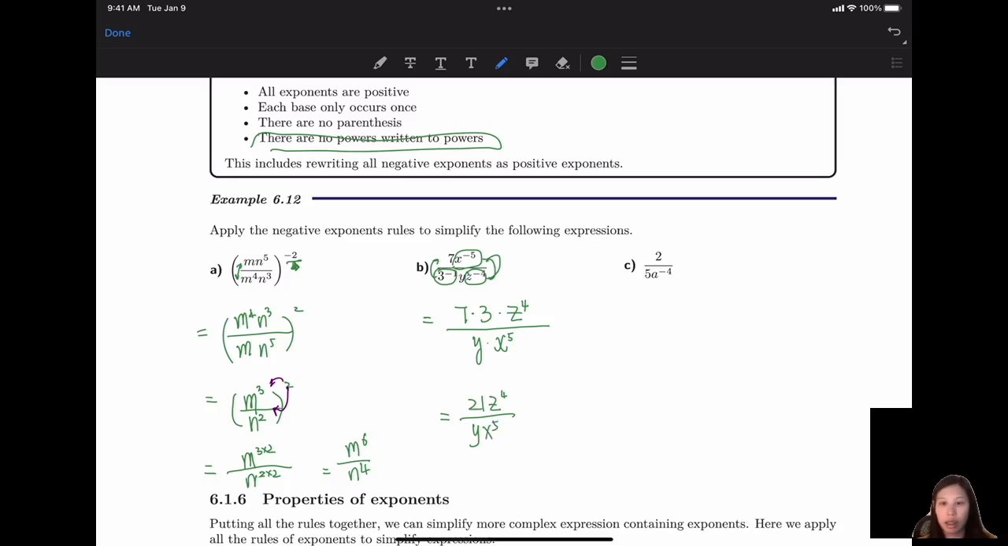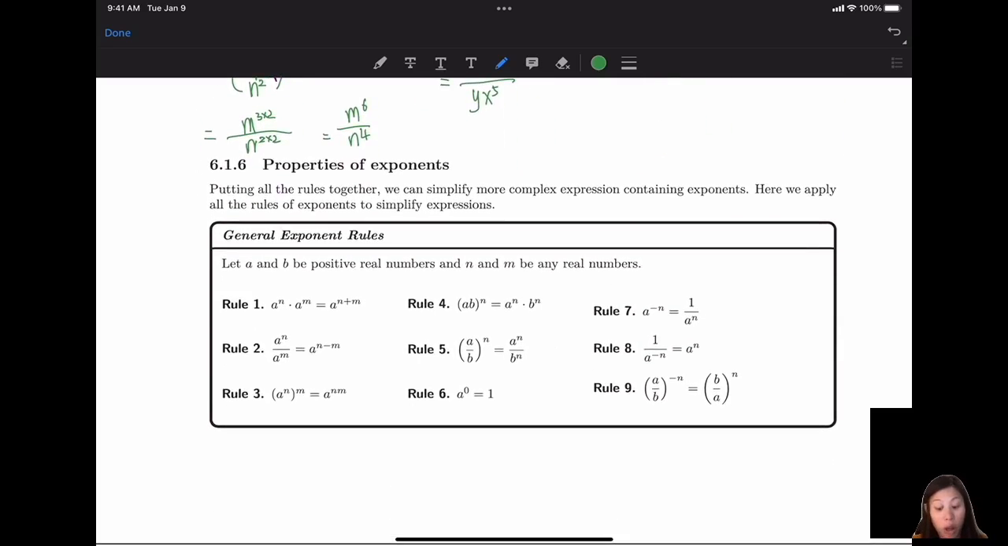That's it. Okay, so this one, we have a to the negative 4. We don't want to see the negative sign, so we move it to the top. So we have 2 times a to the 4th power over 5. So we have 2/5 a to the 4th.